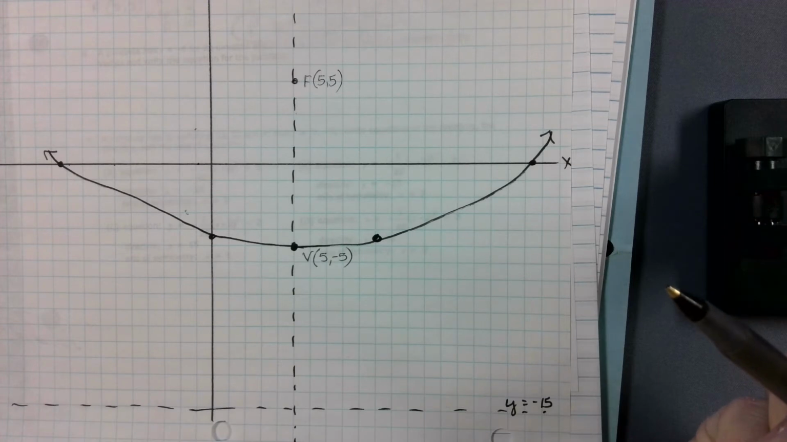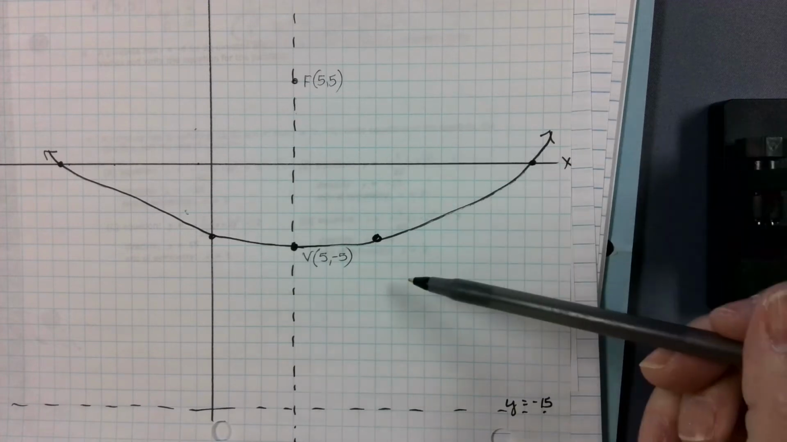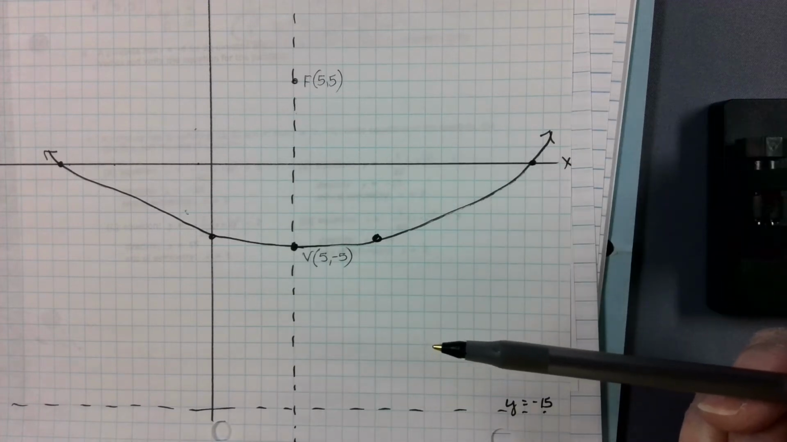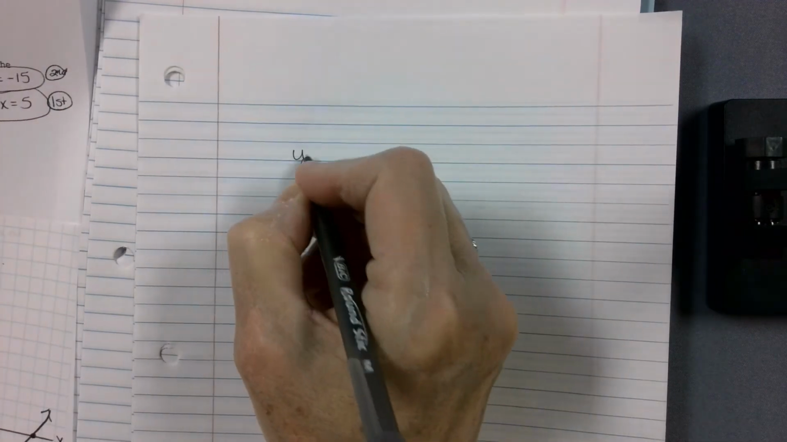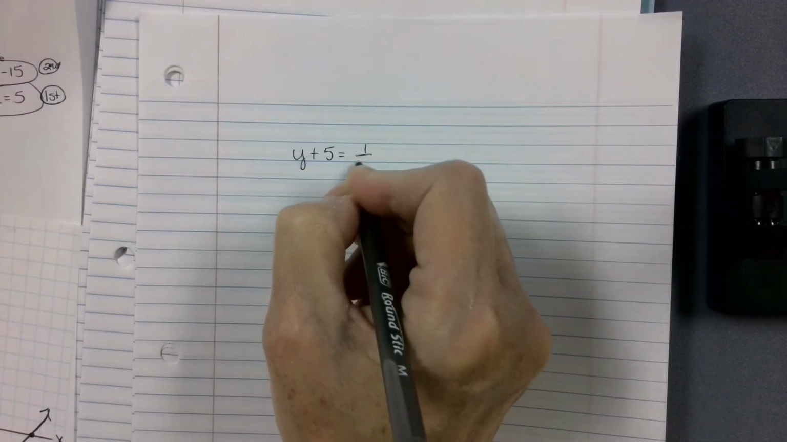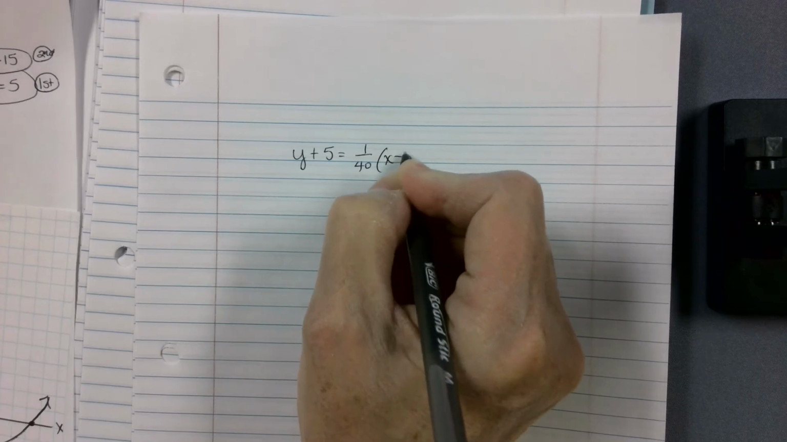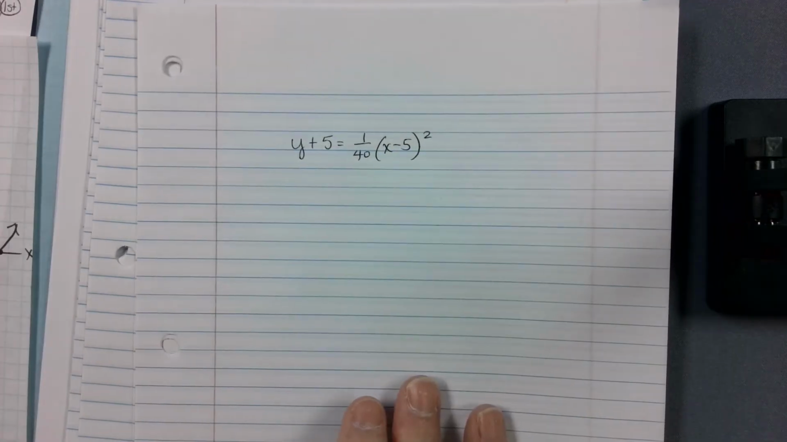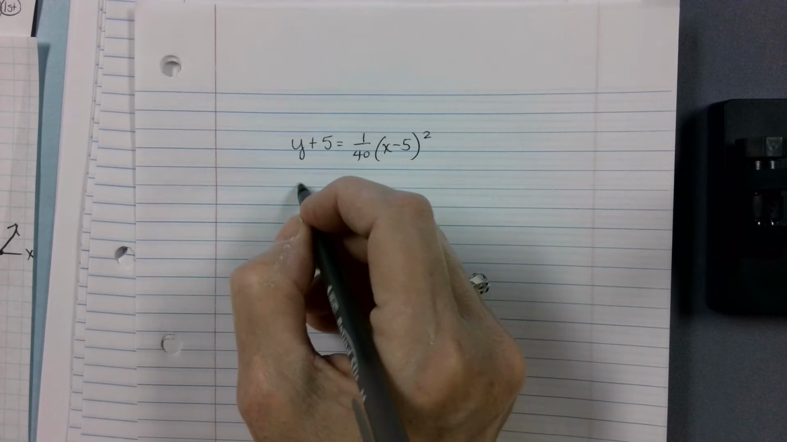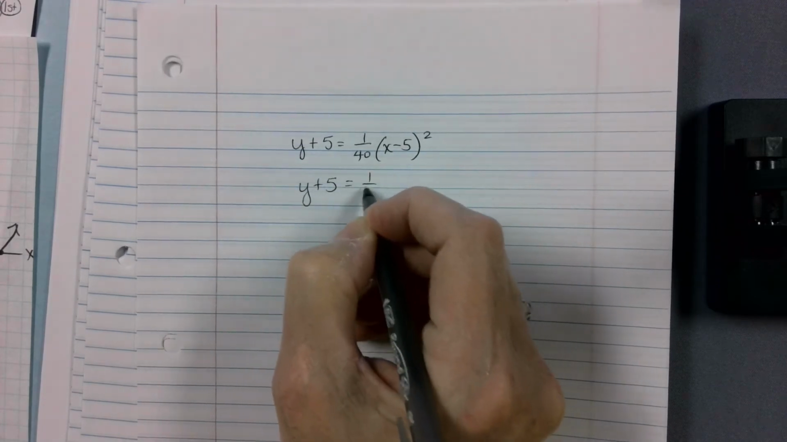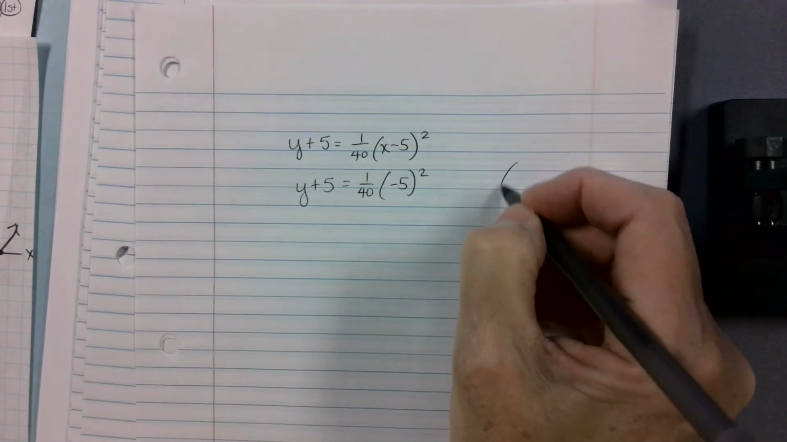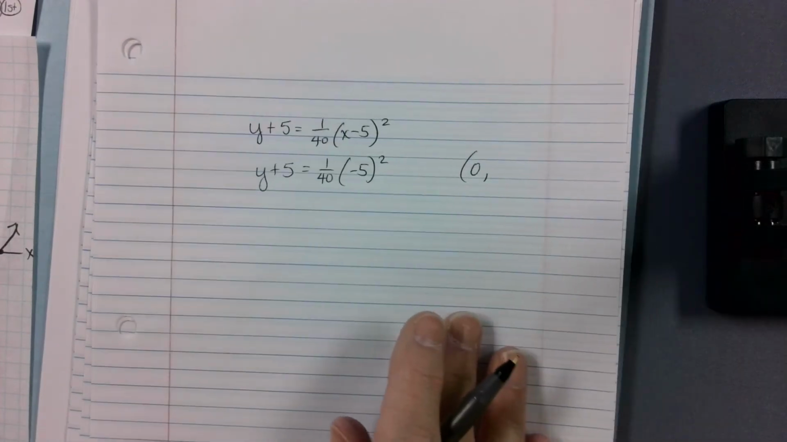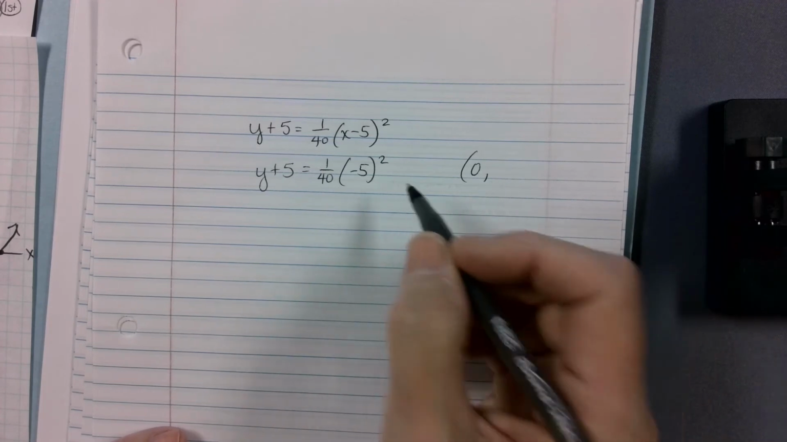Any questions so far? Okay, so we need to find where this parabola is going to cross the axes. So, of course, we're going to take our equation, y plus 5 equals 1 over 40 times x minus 5 squared. And you're going to plug in a 0 for x. Okay, so we're finding the point 0 something, right? I plugged a 0 in for x.